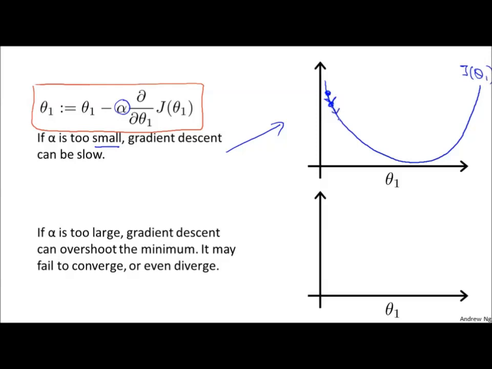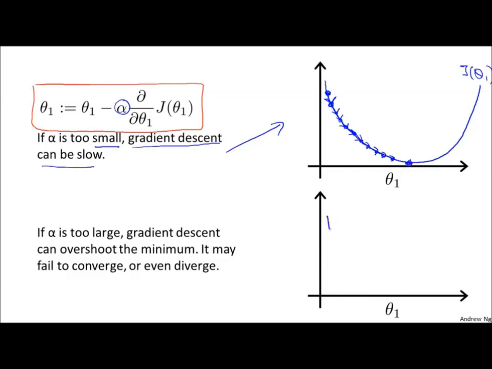And so if my learning rate is too small, I'm going to end up taking these tiny, tiny baby steps to try to get to the minimum, and I'm going to need a lot of steps to get there. And so if alpha is too small, gradient descent can be slow, because it's going to need a lot of steps before it gets anywhere close to the global minimum. Now, how about if alpha is too large?